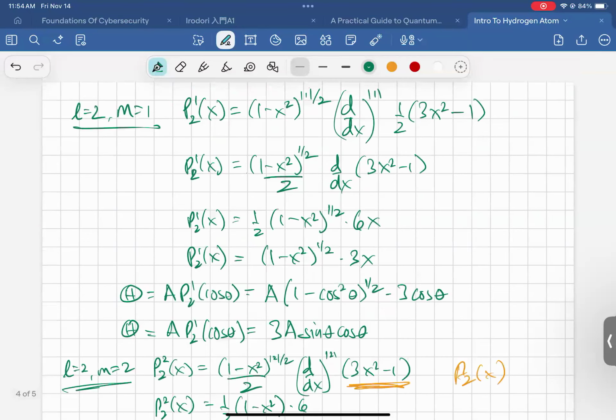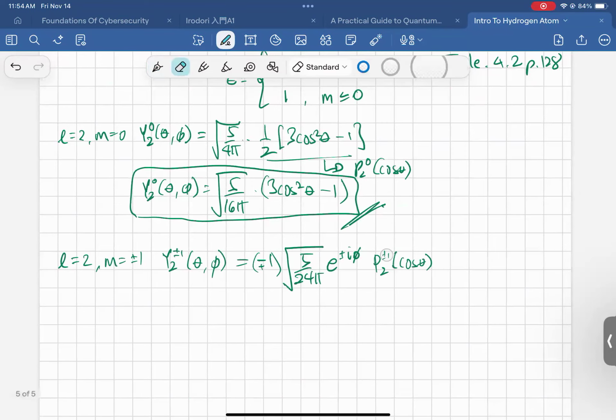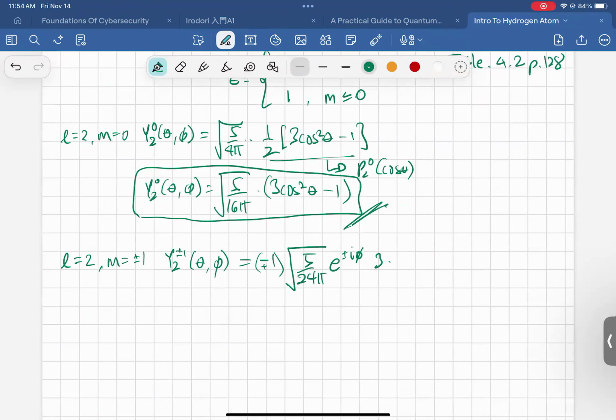Okay, pero nakuha na natin yan before. Ito yun. Okay, so 3a sine theta, cosine theta. So, wala na yung a kasi ito nga yung normalization, cosine theta, or sine theta, cosine theta. Okay na?